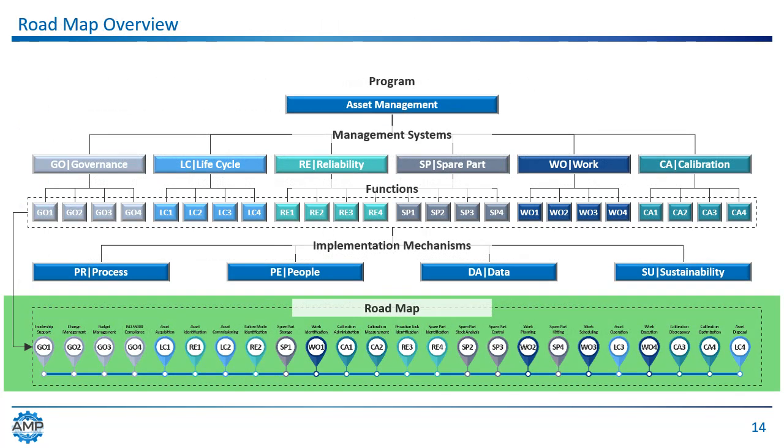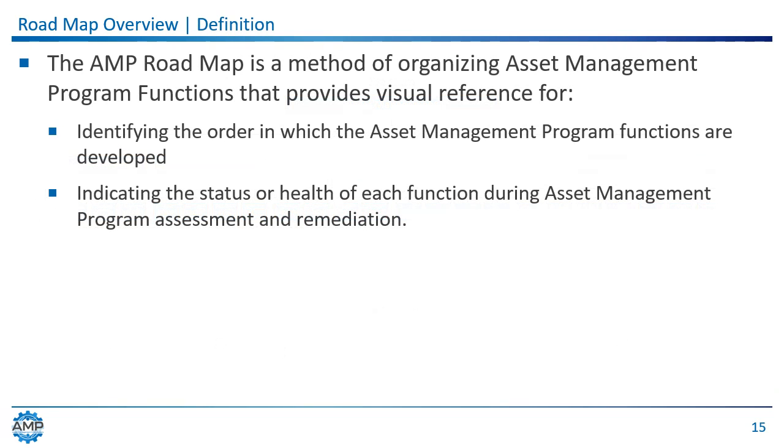The final AMP framework topic is the roadmap. The AMP roadmap that we're going to talk about next is a method of organizing the asset management program functions to provide a visual reference for identifying the order in which the asset management functions are developed, implemented, and executed. And it's a way to indicate, as we'll see, the status or health of each function during the asset management program assessment, implementation and remediation.